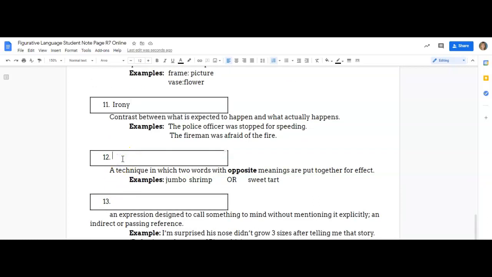Number 12 is an oxymoron. This is a technique when you put two words that have opposite meanings together for effect. Jumbo shrimp or a sweet tart are examples of that.